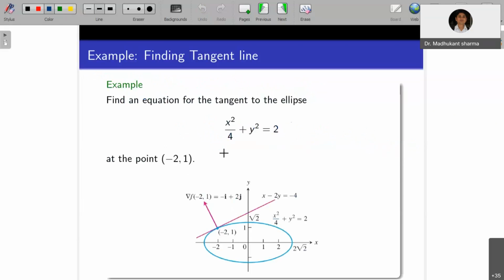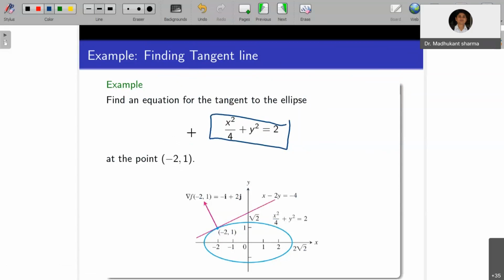Now let's take one example here. Find an equation for the tangent to the ellipse. The given equation of the ellipse is x square by 4 plus y square equals 2, which you can easily draw. You can divide to get x square by 8 plus y square by 2 equals 1. At the point (minus 2, 1), it is easy to verify that this point lies on the ellipse. Just now you have learned what the tangent line will be.